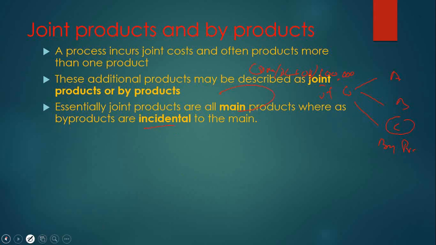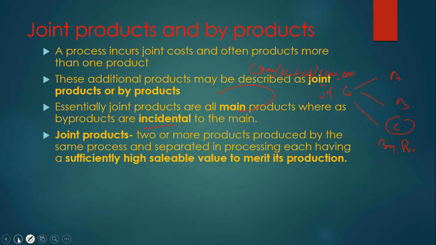So you can have joint products and byproducts. Joint products are two or more products produced by the same process and separated in the process, each having sufficiently high saleable value. So A and B both have big saleable values. Maybe you can sell one for 200,000, maybe the other for 250,000. But this one is a small product compared to the two big products. It has a saleable value of only 10,000, so we call it a byproduct.